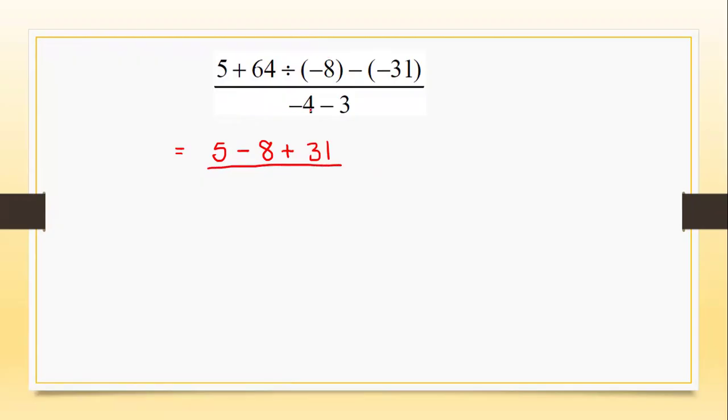Signs are the same in the bottom, so I'm going to keep my sign and just add 4 plus 3, giving me 7. 5 subtract 8 is -3, plus 31, over 7, -7. Signs are different. So I'm going to take the sign of the biggest absolute number, which is 31.